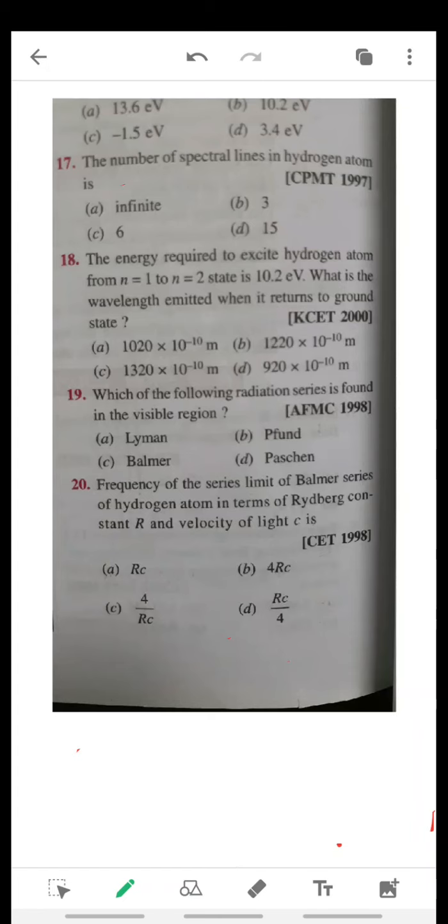So, students, the next question, the 16th, is skipped here. I will discuss the next one, the 17th.